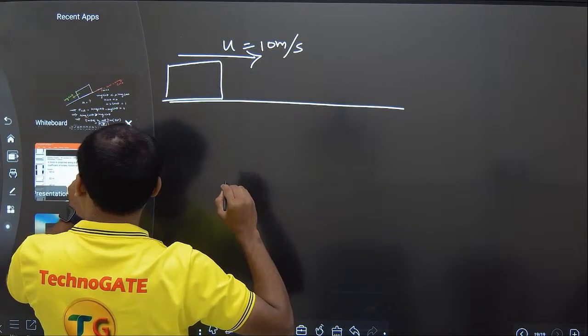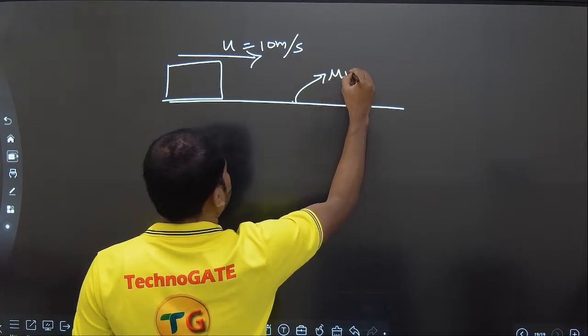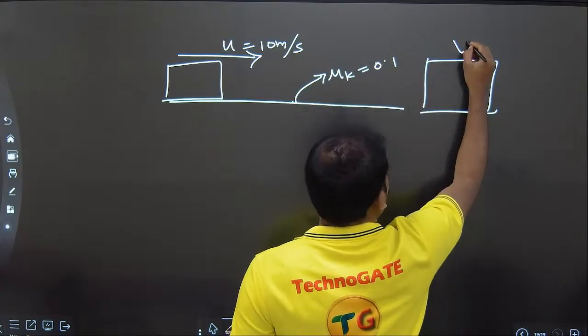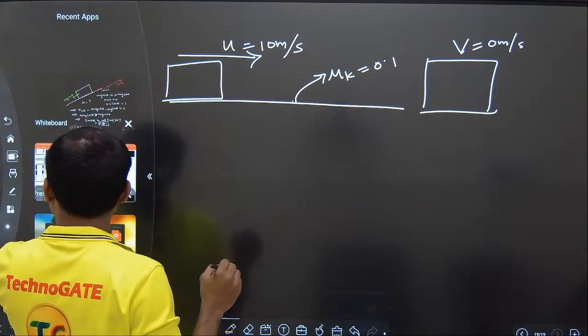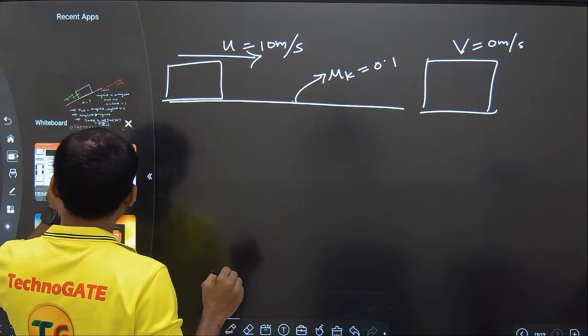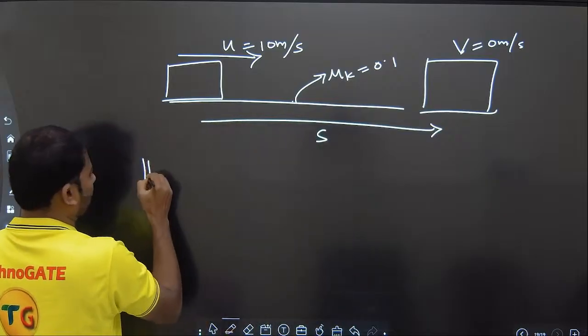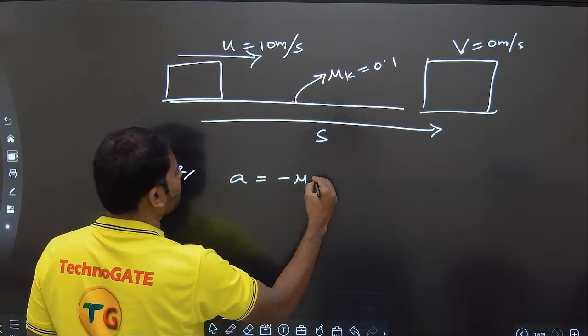And the coefficient of kinetic friction is equal to 0.1, and it will be coming to rest, right? v is equal to 0. So we need to find out how far it will travel before coming to rest. Here we already know the value of acceleration is minus mu g.